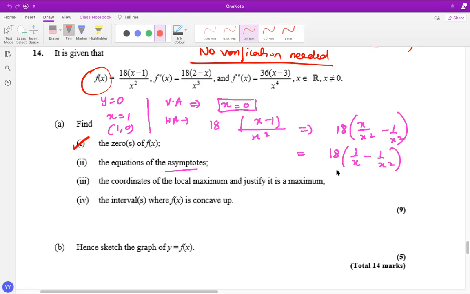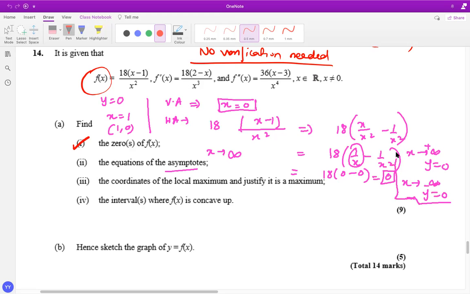Now logically, if I pick the value as x tends to infinity, this becomes 0, and this is 0. So 18 times 0 minus 0, that is 0. So the horizontal asymptote on both sides, as x tends to positive infinity, y is 0, and also when x tends to negative infinity, y is 0. So on both sides the horizontal asymptote is y equals 0. It means the x-axis is the horizontal asymptote.